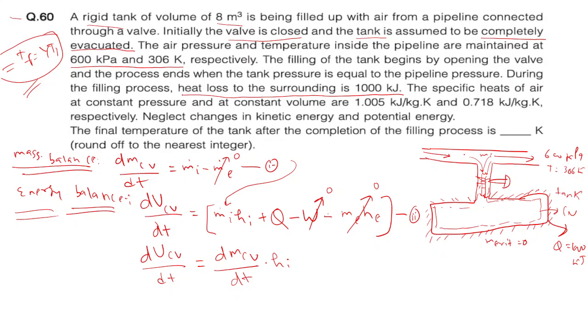C_p T_i means the enthalpy of the pipeline air, the pipeline air, plus Q. So simply multiply by dt here. This would be constant because it is the same here, into dt, plus Q into dt, right? Let's suppose Q dot means per unit time, right?